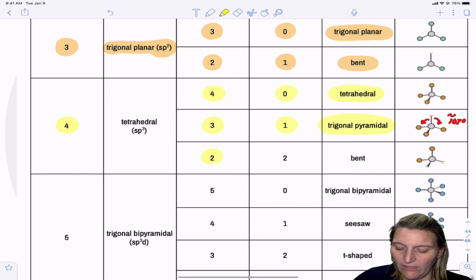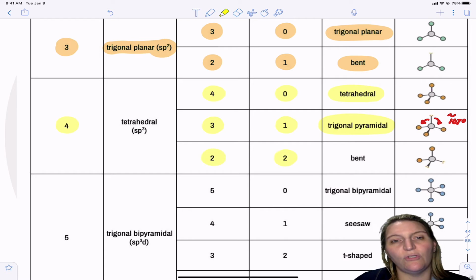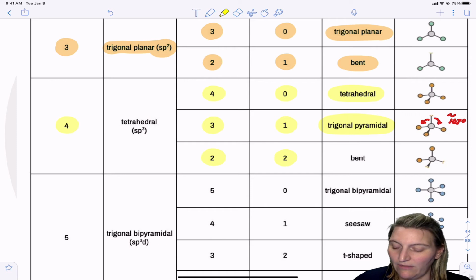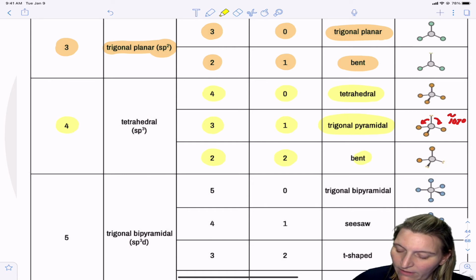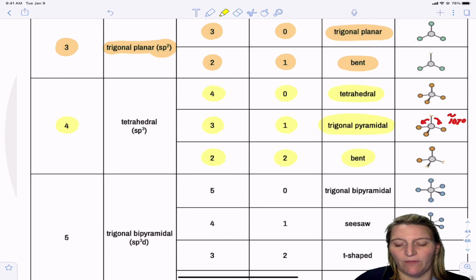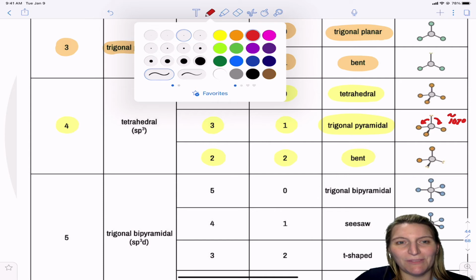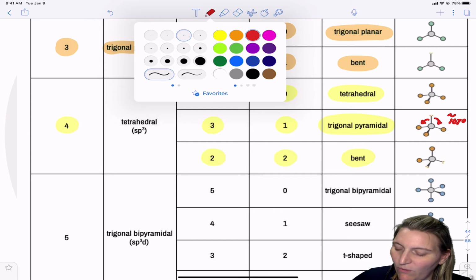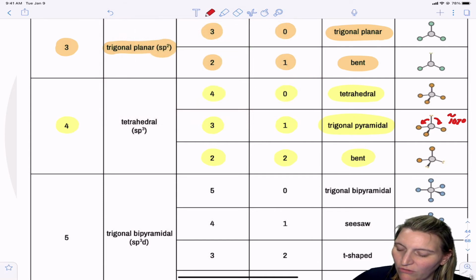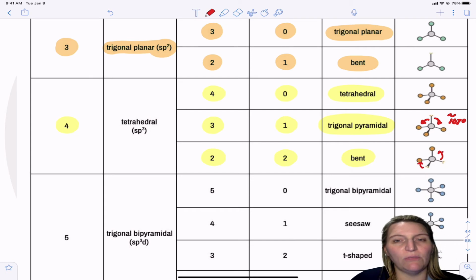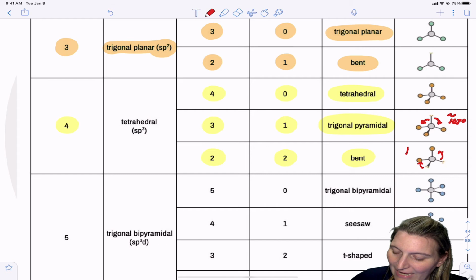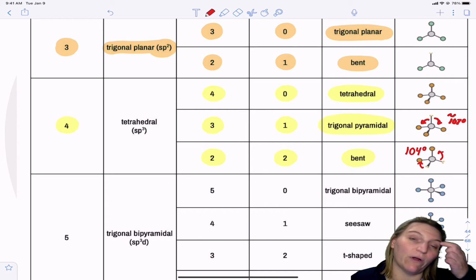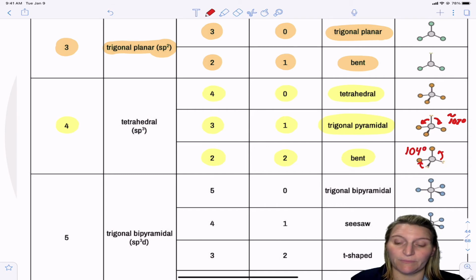And the last one is if it has 2 lone pairs and 2 bonds. This is like water. Water is a bent molecule. Again, the bond angle in that molecule gets a little bit smaller, right? So instead of 107 this time, because these electrons are repelling, pushing those bonds together, this bond angle here is only about 104 degrees.